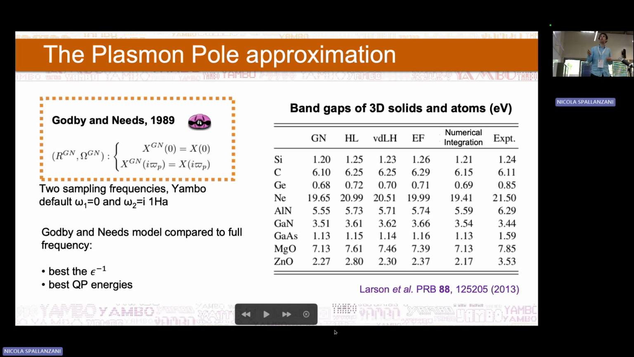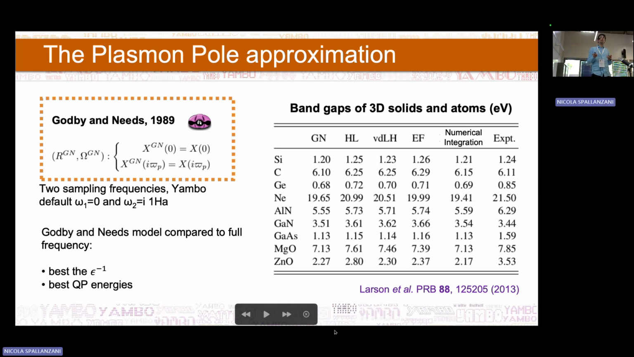And you see the two compare very well. Actually, the Godby-Needs model is the one that performs best for the first particle energies and to describe the behavior of the dielectric function. Numerical integration and experiments may, however, disagree since we are still in the GW approximation. So what is the reference here for the Godby-Needs model is the numerical integration. And you see, the results are very satisfactory. So it seems we are fine, at least for all materials, the plasmon-pole model is very good. It's on par with the full frequency approach.